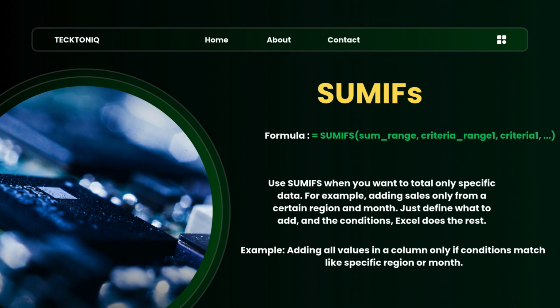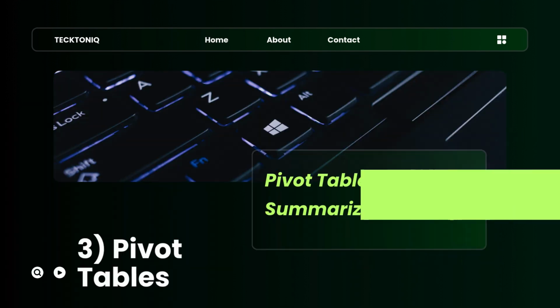So use SUMIFS when you want to total only specific data. For example, adding sales only from a certain region and month. Just define what to add and the conditions. Excel does the rest.